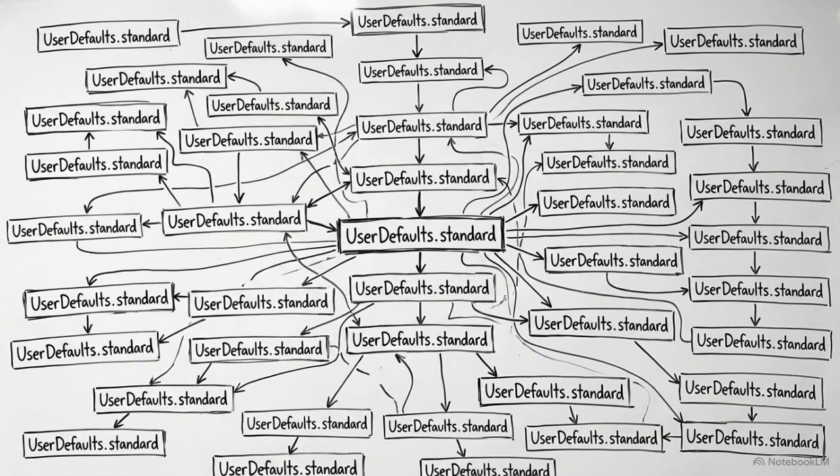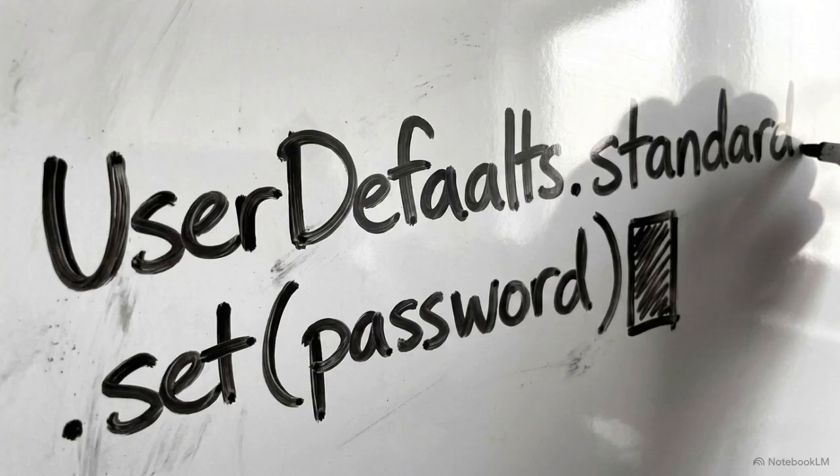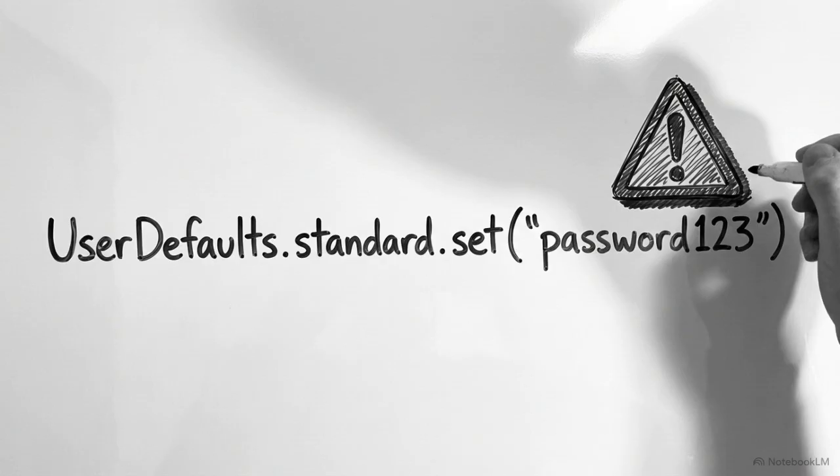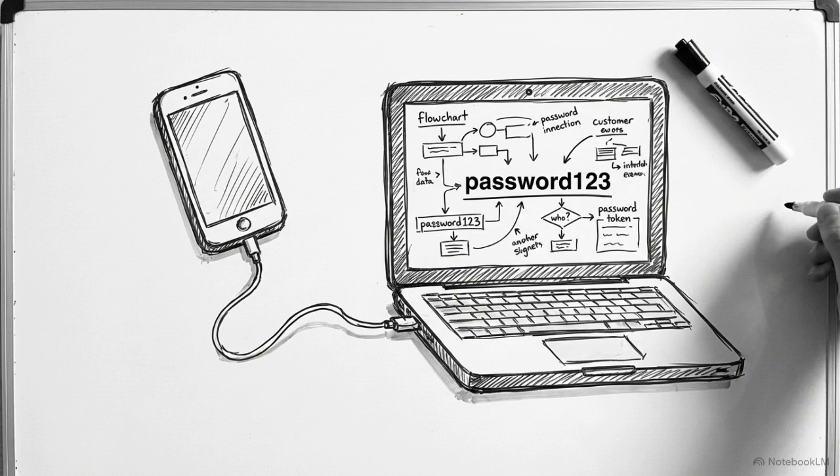It is incredibly tempting to route every piece of local data through user settings because the syntax requires barely a single line of code. Taking that shortcut with user passwords or API authentication keys introduces a severe security vulnerability. Anyone with device access can extract and read those credentials in plain text.